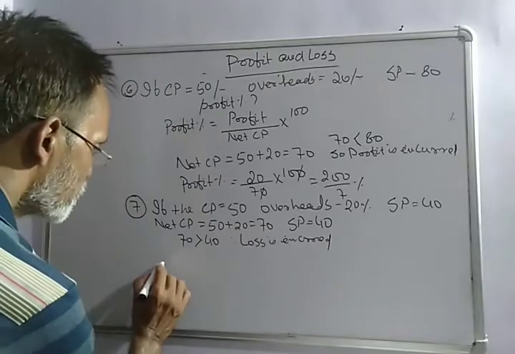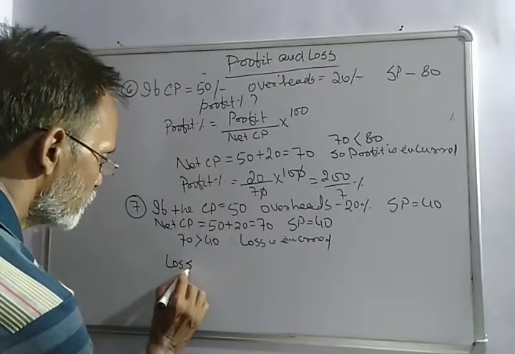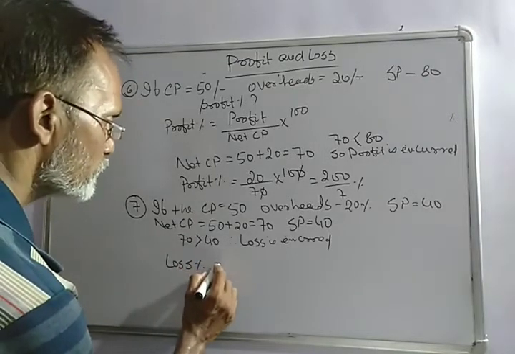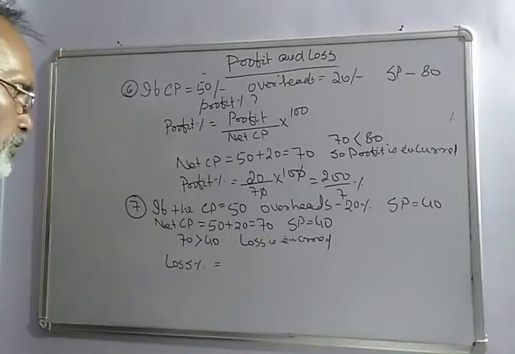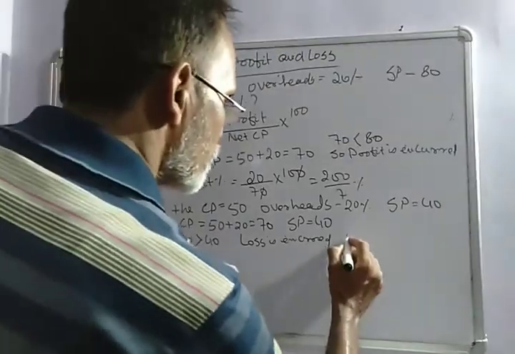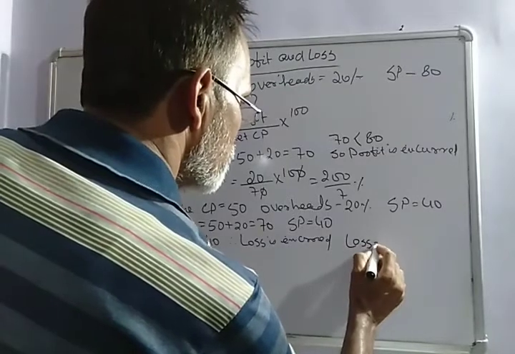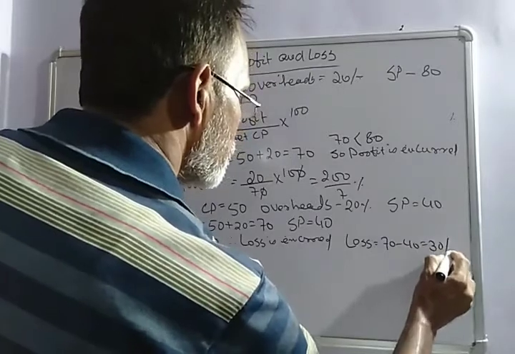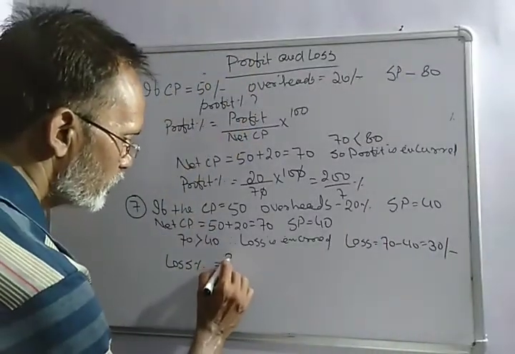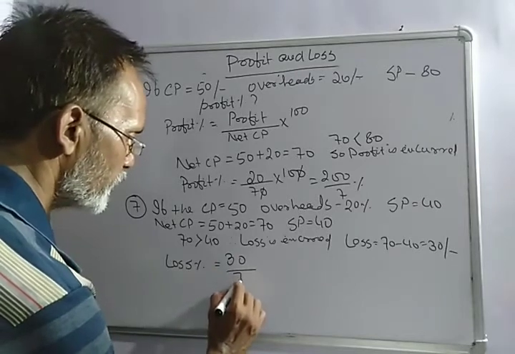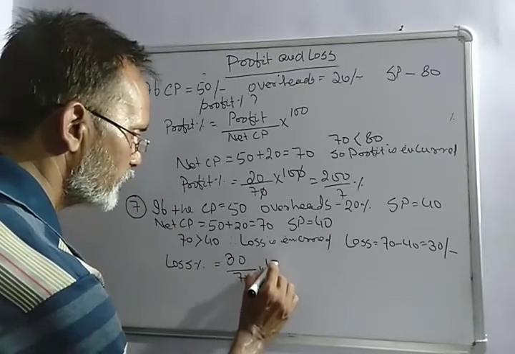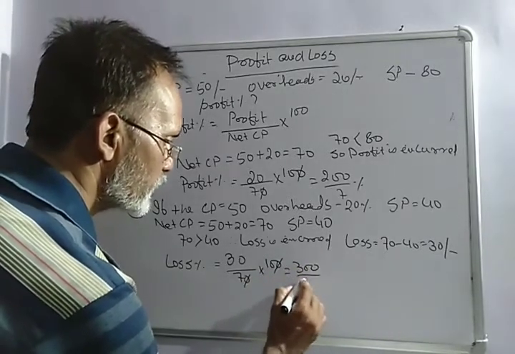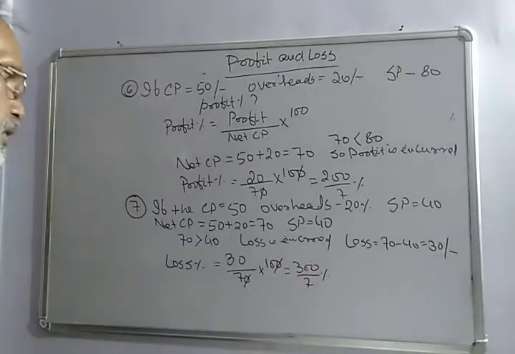So loss percentage is equal to loss, which is 70 minus 40 is equal to 30. Loss percentage is equal to 30 by 70 into 100. Zeros cancel. So this is equal to 300 by 7%. This is the loss percent.